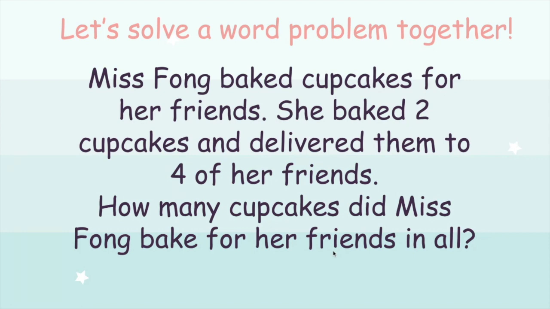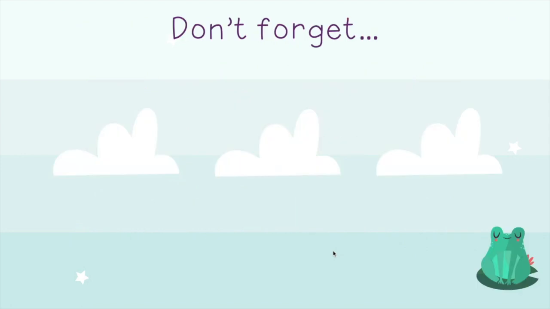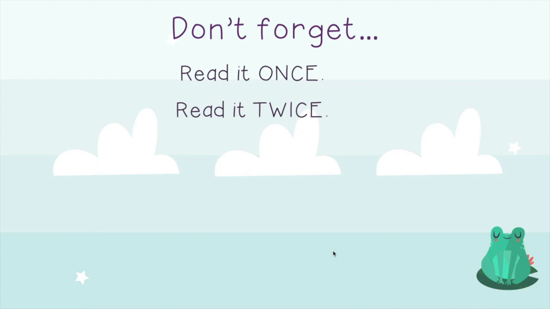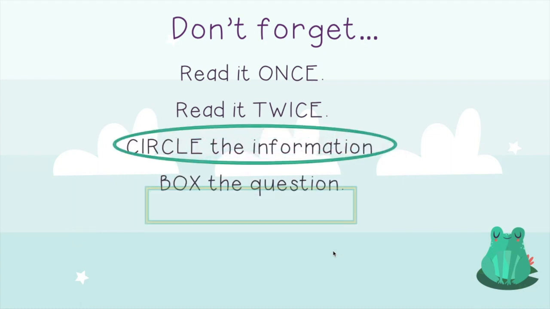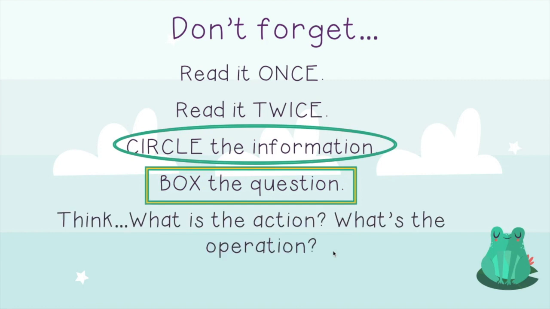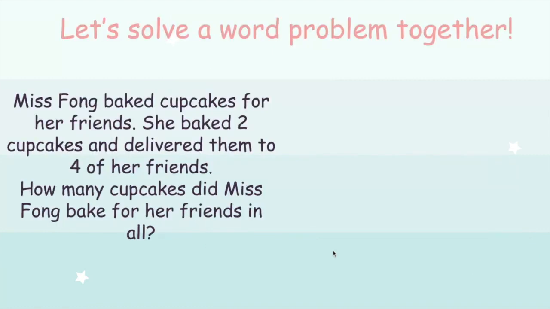Now, you know how we do word problems on Wednesdays? We're going to go through the same exact steps, more than one step. Don't forget, you need to read it once, read it twice, circle the information, box the question, and think: what is the action, what's the operation, then solve. We're going to go through those steps like we usually do. We're going to read it once, then read it twice.